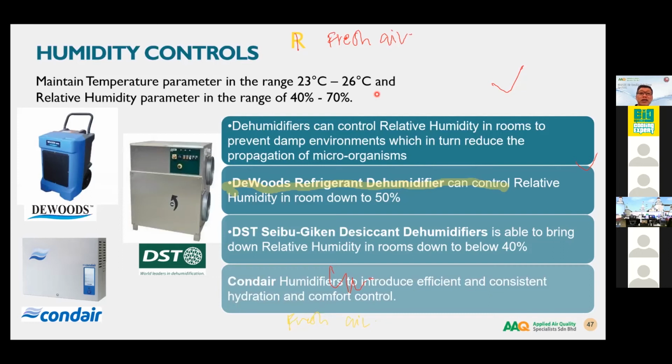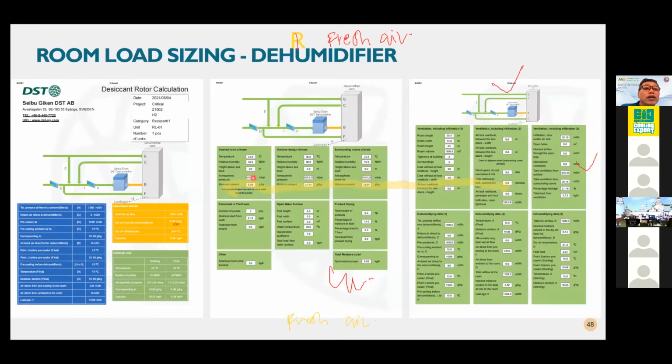That means everything has to work together. Everything has to be improved. Coming back to the IAQ topic, this is some of the selection software that we use to size industrial dehumidifiers. It's very detailed, and it gives you all the data here.